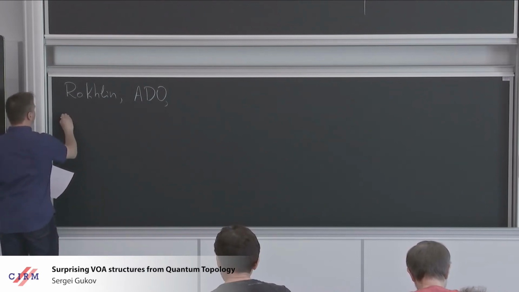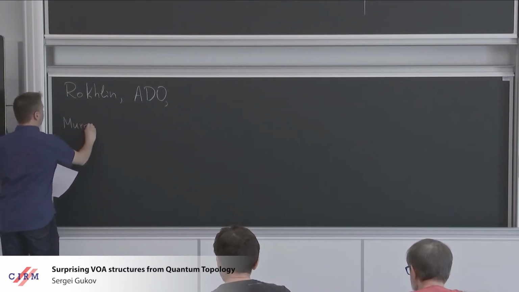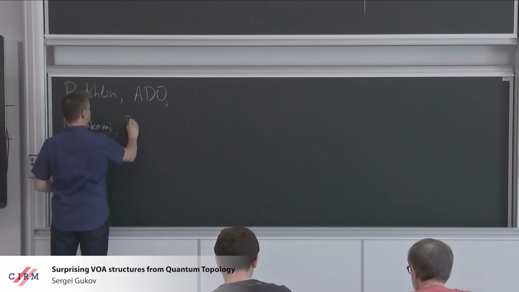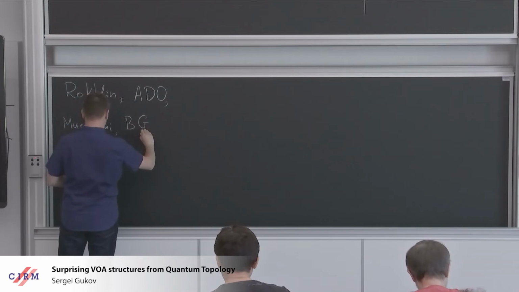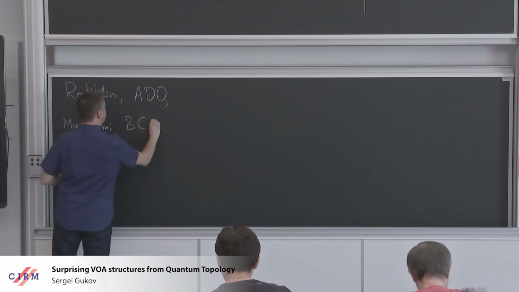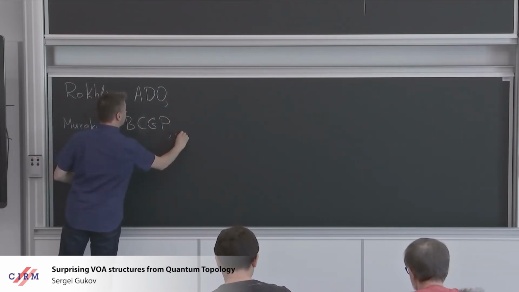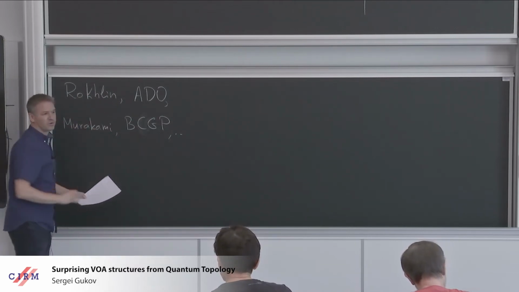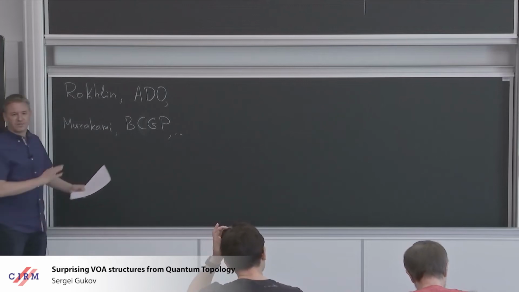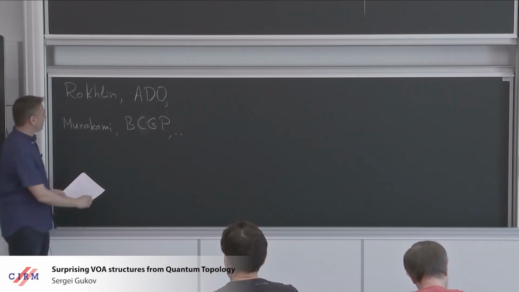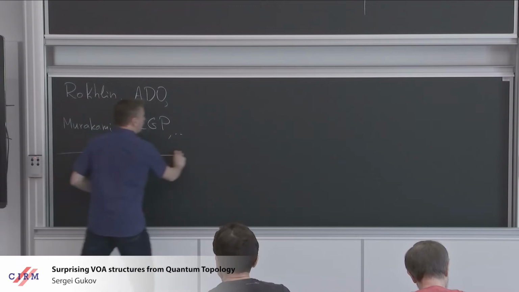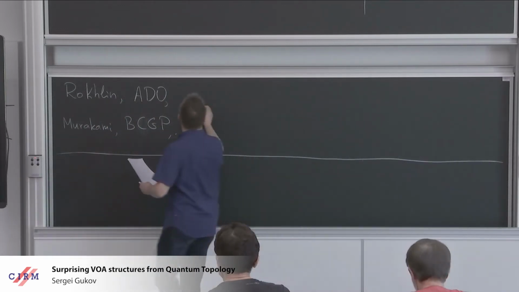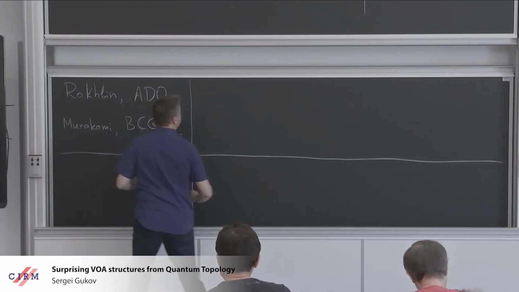Similar invariants were also studied by Jun Murakami, Christian Blanchet, Costantino, Geer, Patureau-Mirand, and various other people. So there is a whole collection of closely related invariants. For this general review, I'm not going to make a sharp distinction, but I'll try to emphasize some of the qualitative points.